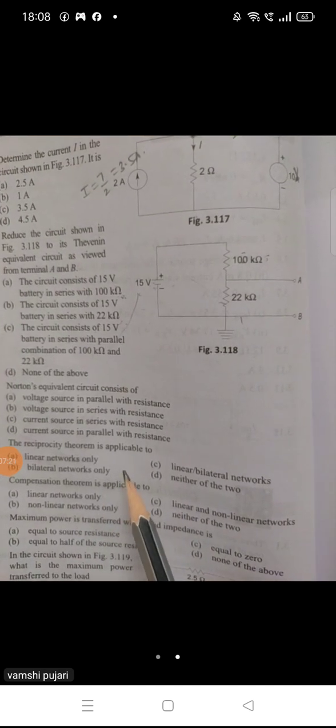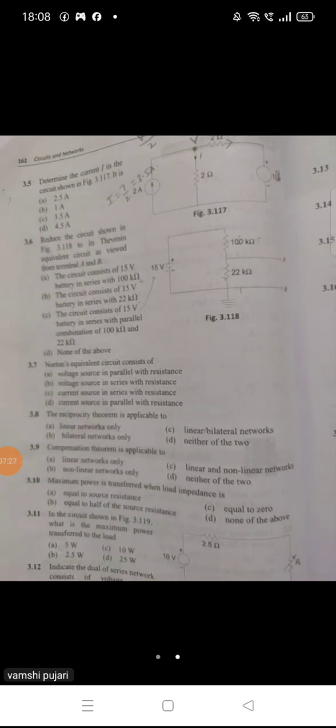In the first option it is clearly mentioned linear networks only, which means it is applicable for only linear. Next, the second option is bilateral networks only, but it is applicable for linear or bilateral networks, right? That is option C is correct.